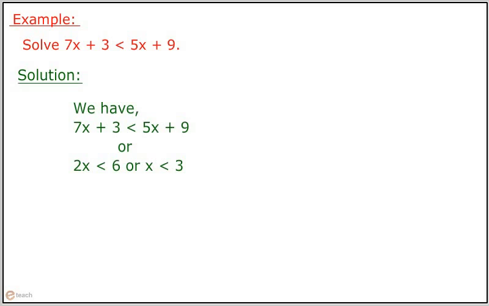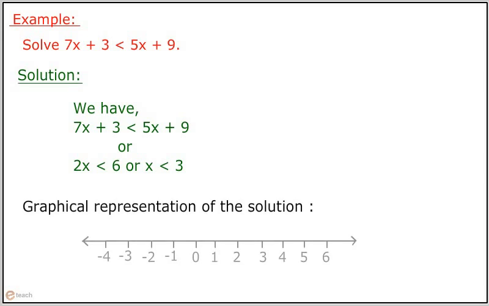Let us take another example. Solve 7x plus 3 less than 5x plus 9. Show the graph of the solutions on a number line. Let us see the solution. We have 7x plus 3 less than 5x plus 9, or 2x is less than 6, or x is less than 3. Note the graphical representation of the solutions.